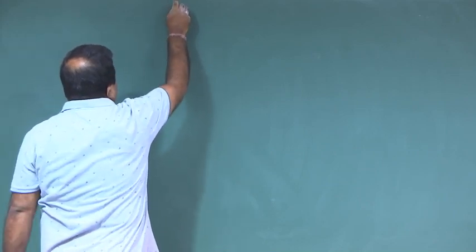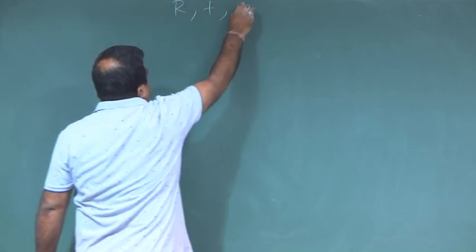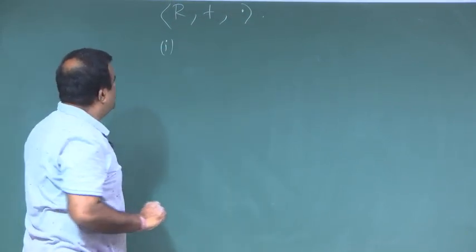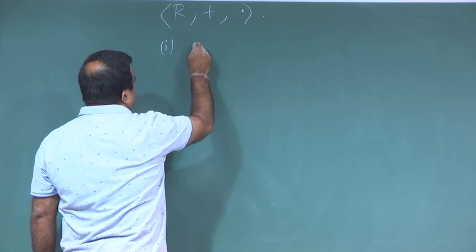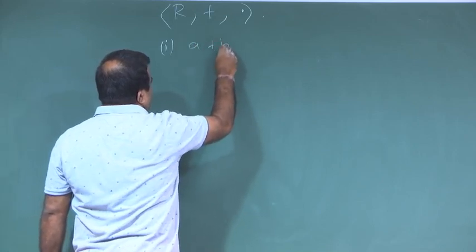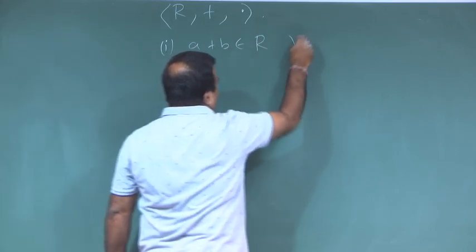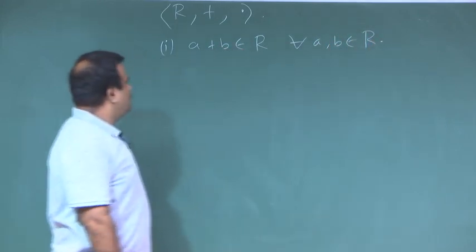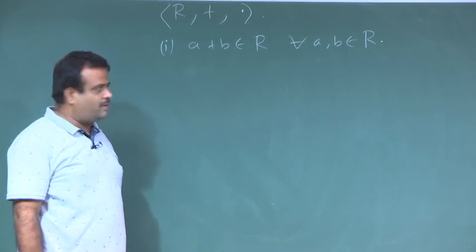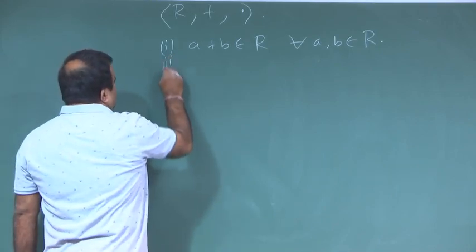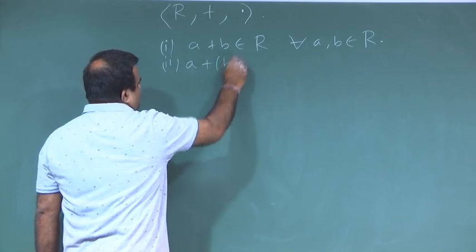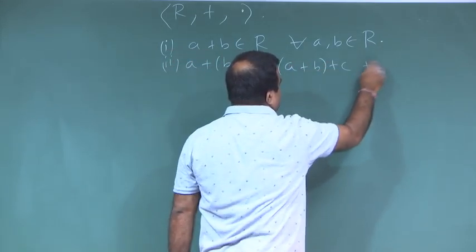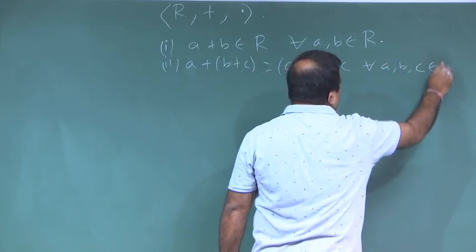So, this is a set R and we have two operators, plus and dot. Now, these are the properties it must satisfy. So, a plus b must belong to R, for all a, b belonging to R. This is the closure property of the first operator, plus. Second is (a plus b) plus c must be equal to a plus (b plus c). This is true for all a, b, c belonging to R.